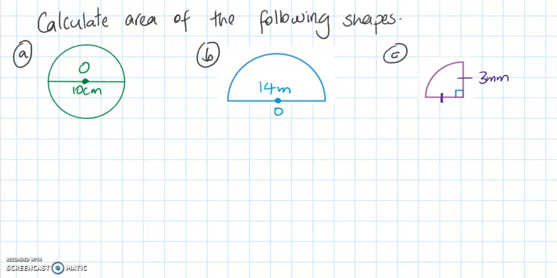Today we'll do some examples of how to calculate the area of a circle, a semicircle, and also a quarter circle. So basically a full circle and part circles.